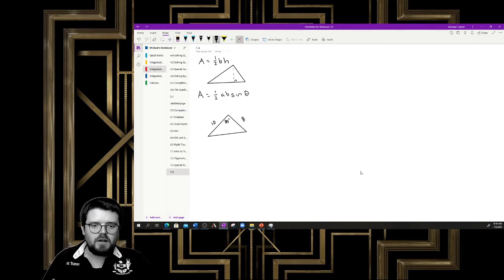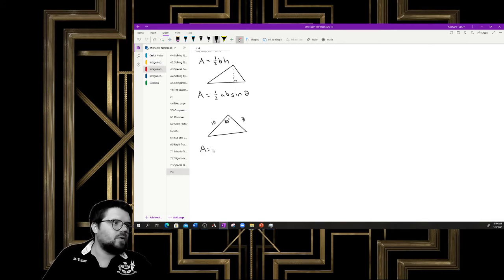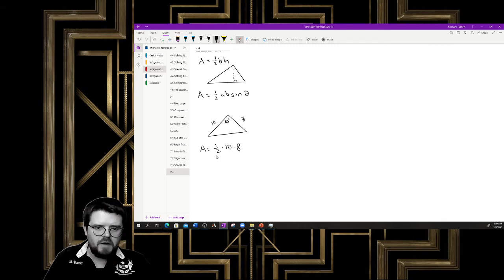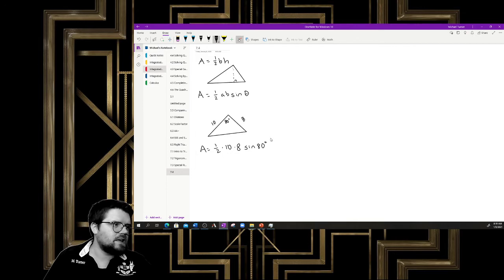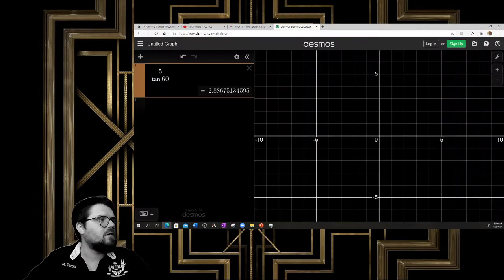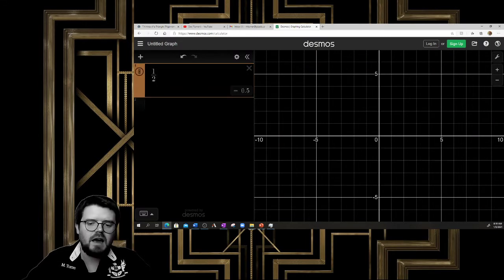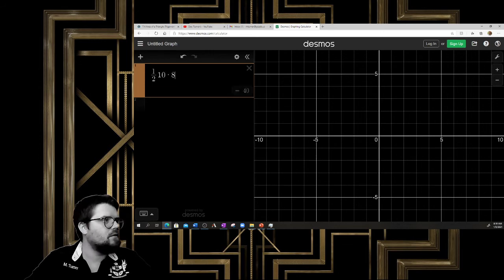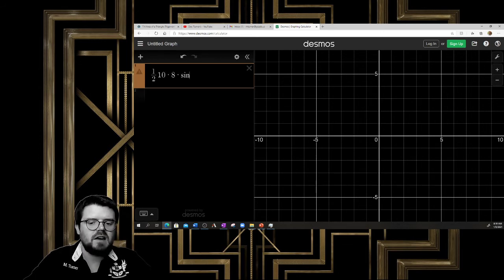So using the formula, I'm using the two sides that connect the angle and the angle itself. So the area here would be 1/2 times 10 times 8. By the commutative property, it doesn't matter if 8 or 10 go first. And then the sine of that included angle, which in this case is 80 degrees. So once I type that in, it's just a matter of using your calculator or Desmos: 1/2 times 10 times 8 times the sine of 80 degrees.